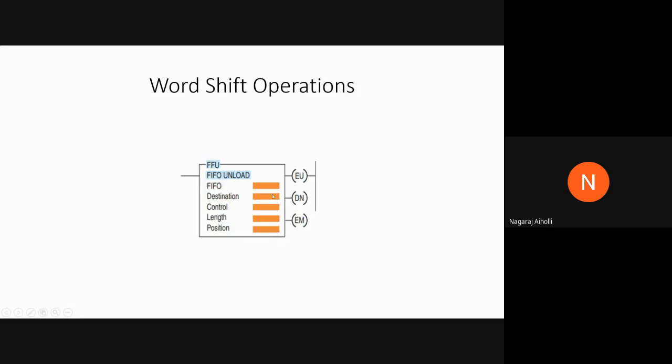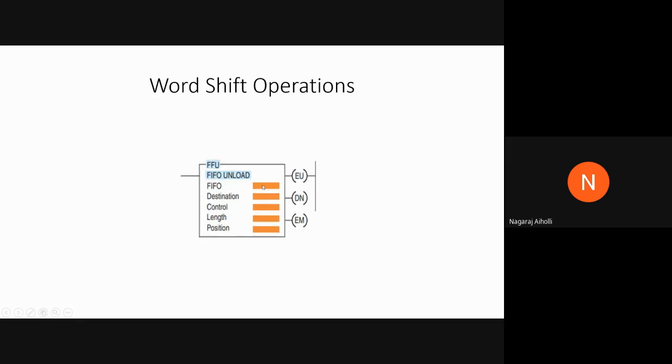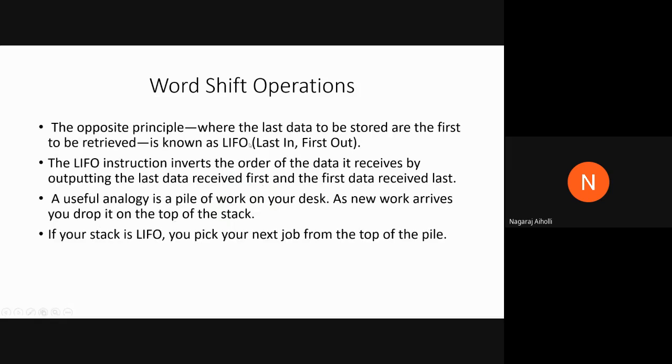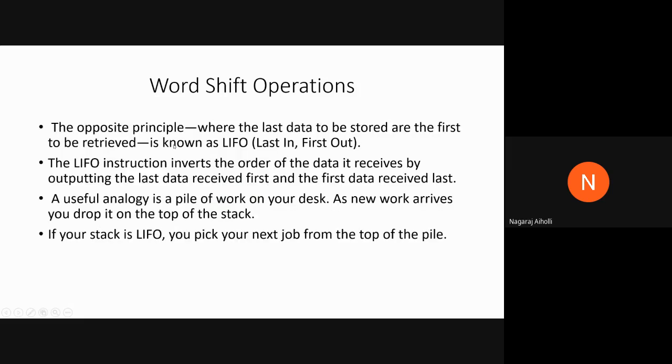Parameters are same, their operation also remains same, except here FIFO load operation is loading the data into the FIFO, whereas FIFO unload is unloading the data from the FIFO. Right? The opposite principle, where the last data to be stored is the first to be retrieved, is known as LIFO, last in first out. This is FIFO, that is first in first out. Then LIFO is last in first out.